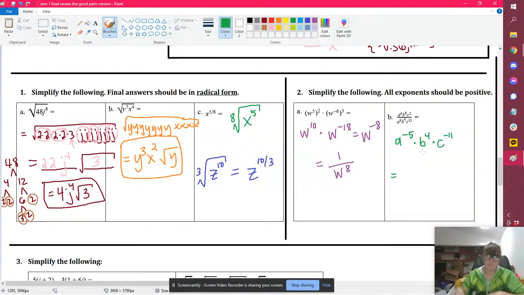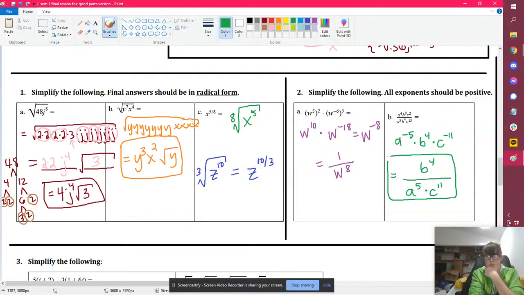We don't combine them. And now for our final answer, we keep all the ones with positive exponents on the top. We move all the ones with negative exponents into the bottom, but now we make them positive because we've switched their position. Let me actually box all these answers.